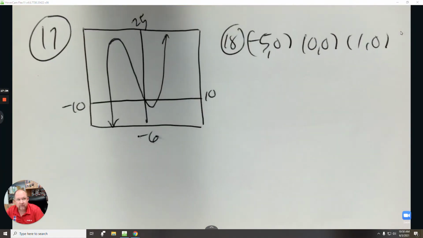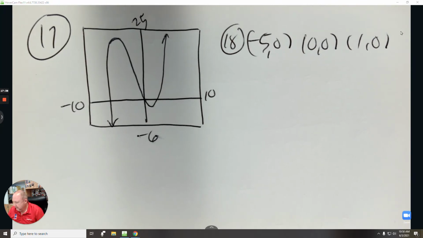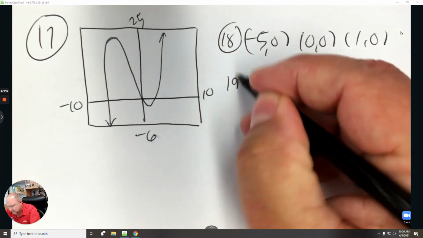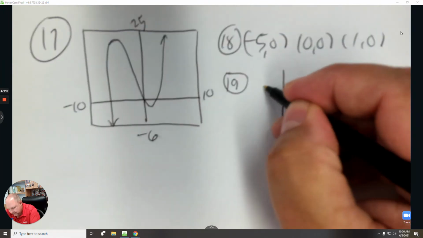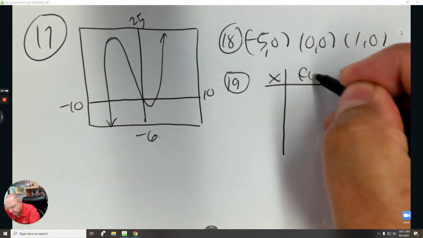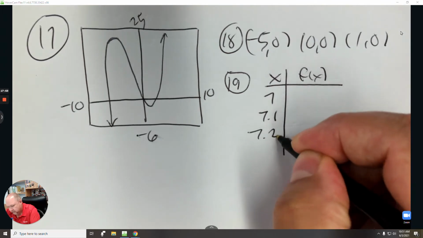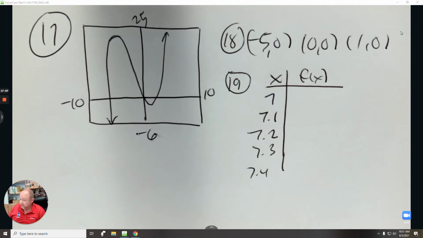So we have 5, 0, 0, 0, and 1, 0 using our calculator. For number 19, it says to complete a table that they have there. So this is what the table looks like: 7, 7.1, 7.2, 7.3, 7.4. Do you know how to do a table function with our calculator? So let's do that together.